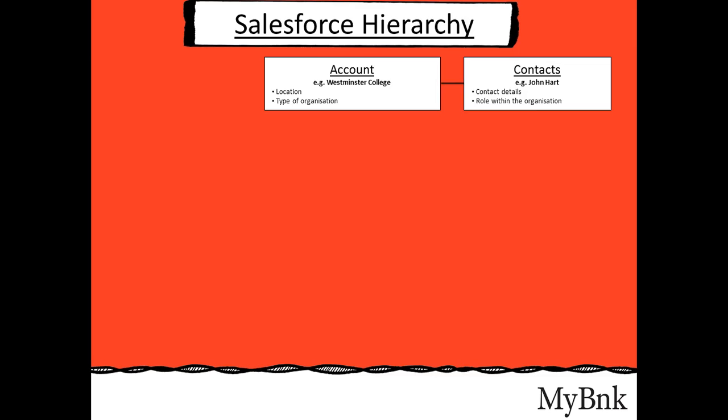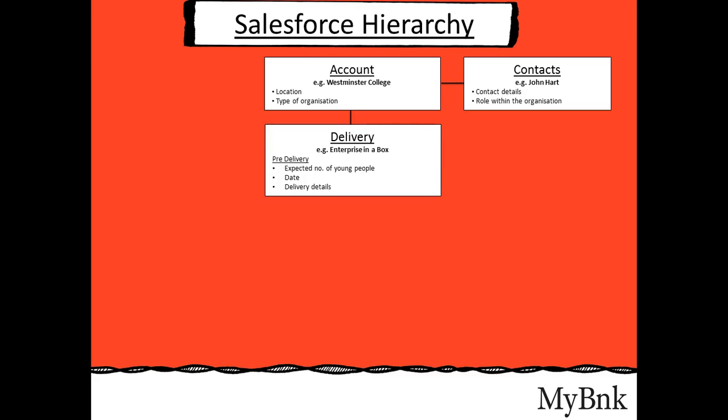A further object that is very important to you is the delivery object. A delivery is one instance of a MyBank program being delivered. So, for instance, an enterprise in a box, or it could be a Money Twist, or it could be a MoneyWorks, etc. So each time Meta agrees a delivery, it is entered as one delivery into the system.